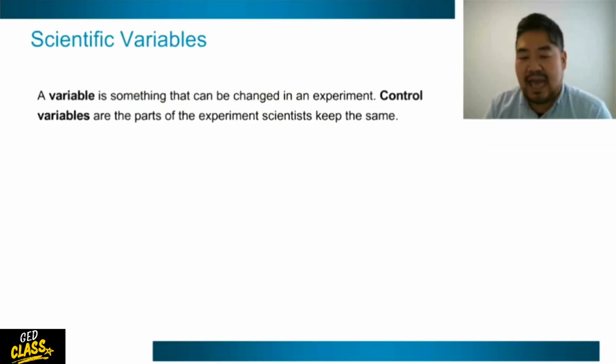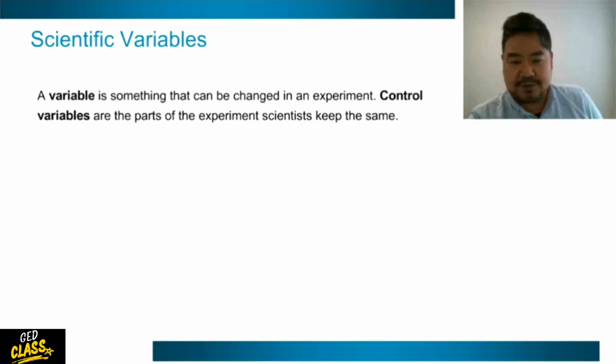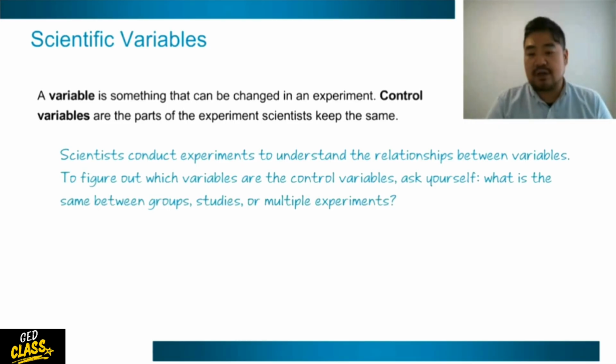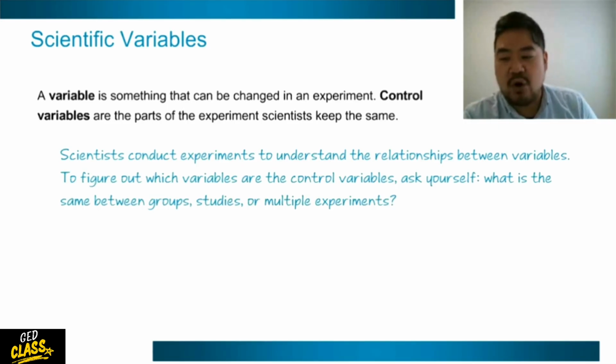Now let's take a look at our next category, our next topic that deals with scientific variables. A variable is something that can be changed within an experiment. So there are different types of variables. We want to break those down a little bit. Control variables are the parts of the experiment that scientists will keep the same. Scientists will conduct experiments to understand the relationships between the variables. So you want to make sure that you have control variables.